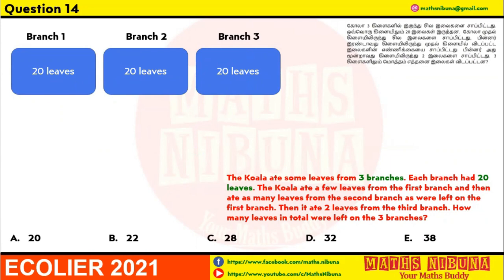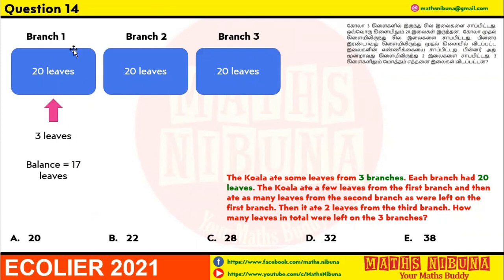We don't know how many leaves, they didn't give it. So let's just put an assumption: it ate 3 leaves here. Just an assumption. They didn't give it, but we just put a number. If he ate 3 leaves, what is the balance? So the balance will be 17 leaves, correct? You only ate 3 leaves, so the balance is 17.